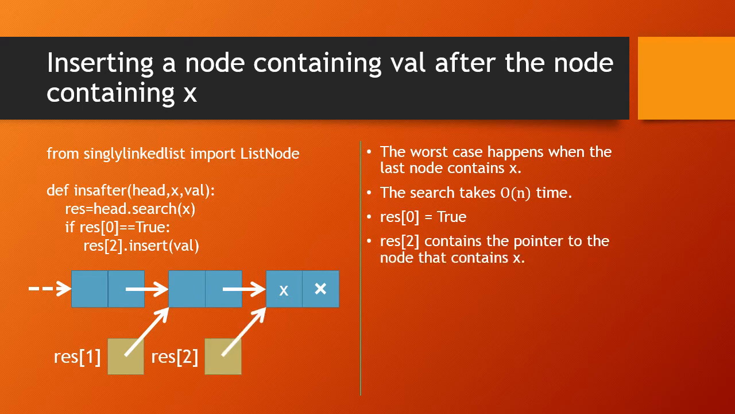And res2 will contain pointer to the node that contains X. What did I set out to do? I wanted to insert a node containing val after the node containing X. So can I say that I want to create a new tail node and the tail node will contain val? Yes, I can say that.